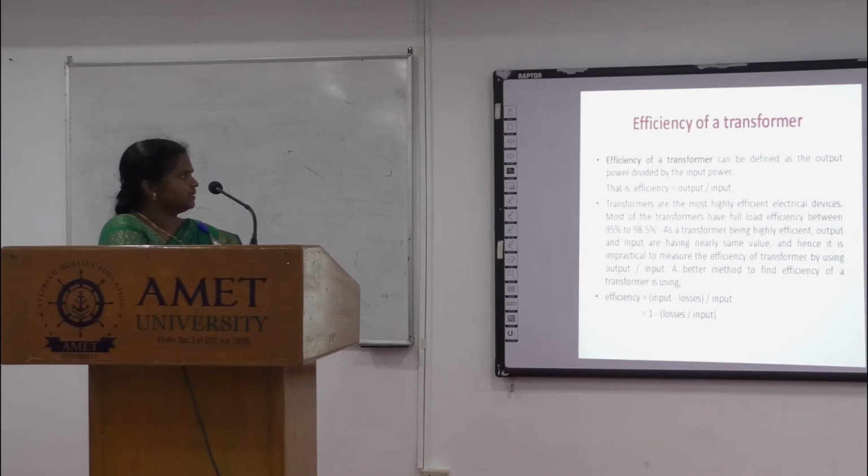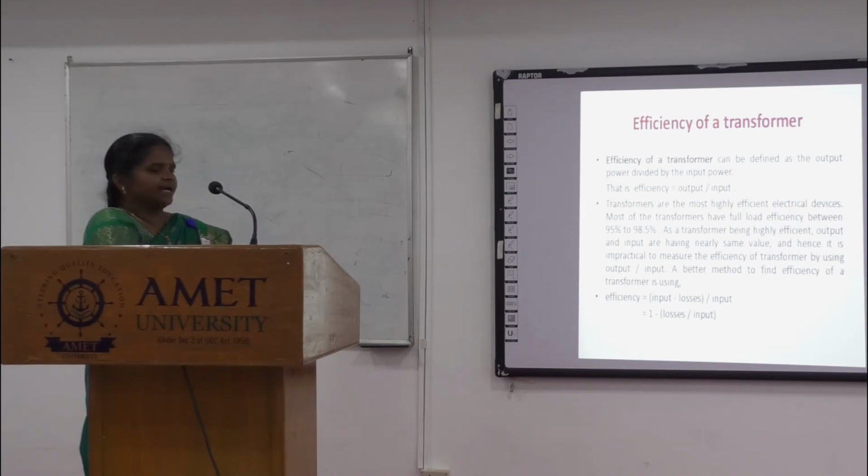Efficiency of a transformer. The transformer is the most efficient electrical apparatus. Generally the efficiency can be defined as output by input. These transformers are highly efficient electrical devices, with efficiency lying between 95% to 98.5%. As the transformer is highly efficient, output and input have nearly the same value, and hence it is impractical to measure the efficiency of a transformer by using the usual method of output by input.